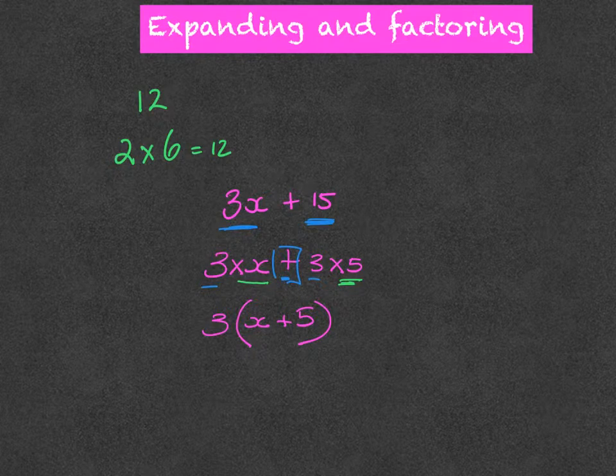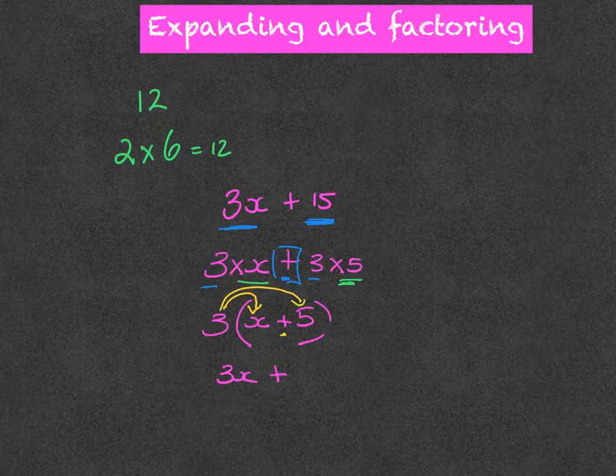Now we can double check that we've actually done this correctly by using our distributive law. Okay, so let's get another colour. Remember, our distributive law outside the brackets is this number here times by this one. So 3 times x is 3x, plus, because we have this plus here, now we're going 3 times 5, and that is indeed 15. So we have successfully factorised right here.